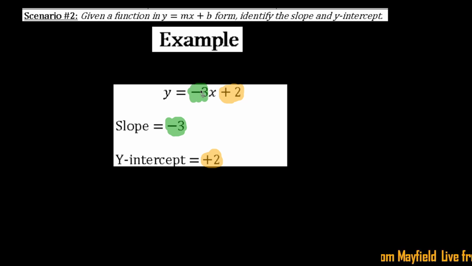And so again, I highlight in green where my slope is going to be. So my slope for this is going to be -3. And then I highlight in orange where my y-intercept is going to be. So it's going to be a +2. You want to make sure that you are including that sign with it. So again, if it is a negative slope, you want to say that it's going to be -3. If it's going to be a negative y-intercept, you want to make sure that you're saying that appropriately. So for this one, again, it was -3 and +2.